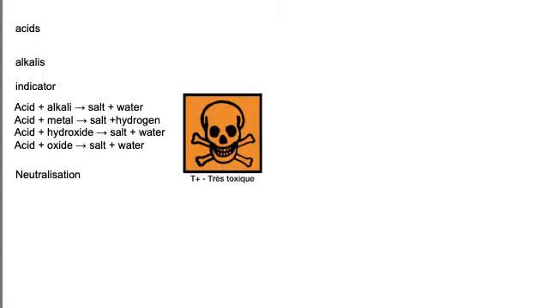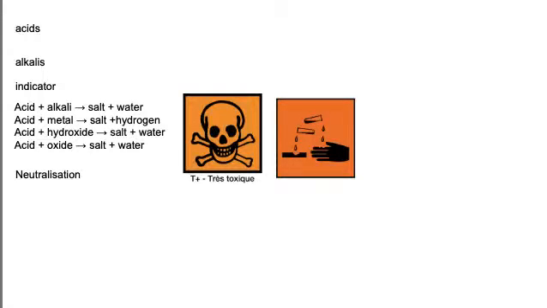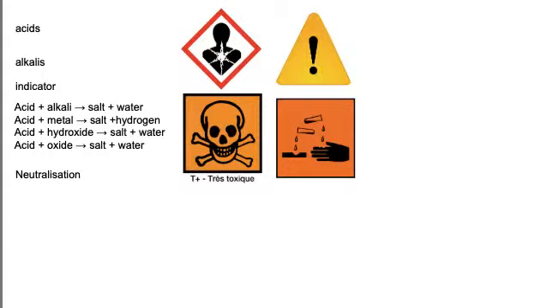Next, we've got 4 symbols. The first one means toxic, a skull and crossbones. The second one is corrosive. That means that the substance will eat through surfaces or even your skin. The third one means there is a hazard. And the fourth one is it's dangerous to health.